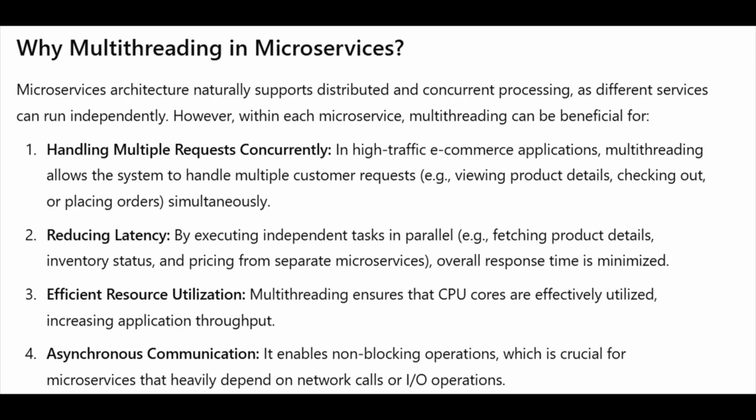In high-traffic e-commerce applications, multithreading allows the system to handle multiple customer requests, e.g., viewing product details, checking out, or placing orders simultaneously, reducing latency by executing independent tasks in parallel, e.g., fetching product details, inventory status, and pricing from separate microservices. Overall response time is minimized. Efficient resource utilization. Multithreading ensures that CPU cores are effectively utilized, increasing application throughput. Asynchronous communication. It enables non-blocking operations, which is crucial for microservices that heavily depend on network calls or I/O operations.